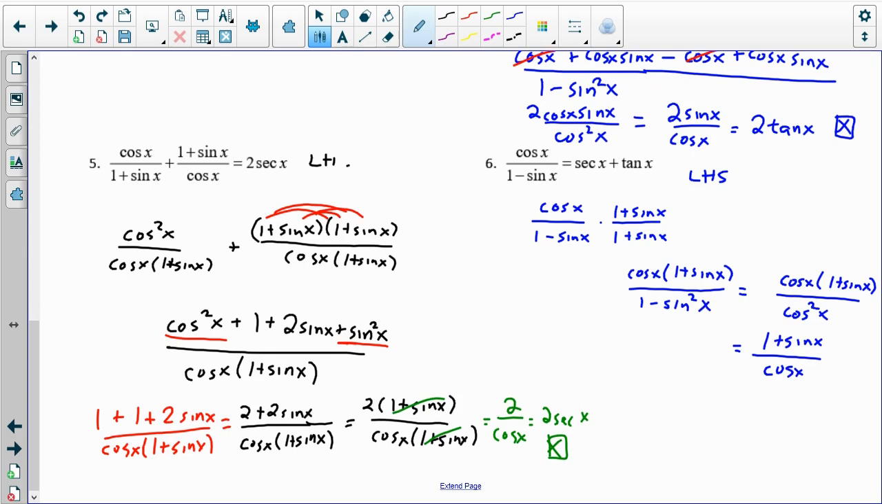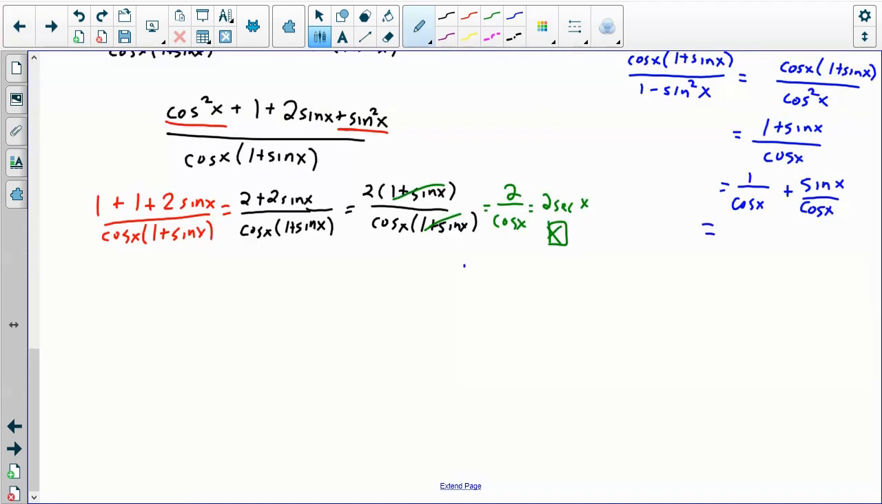And then I end up with secant plus tangent. Well, if the denominator is one term, I can rewrite this as 1 over cosine plus sine over cosine. And that ends up equaling secant plus tangent. And that is exactly the right side.